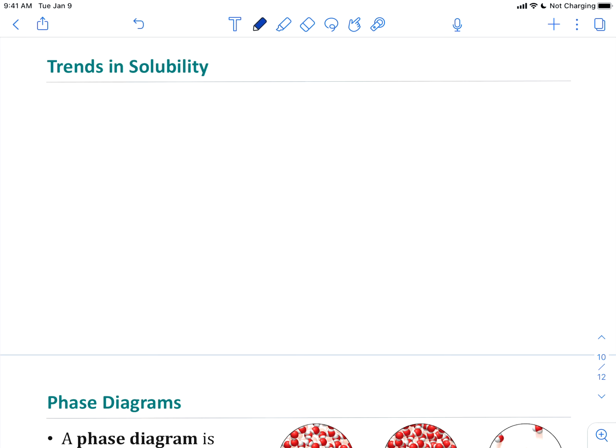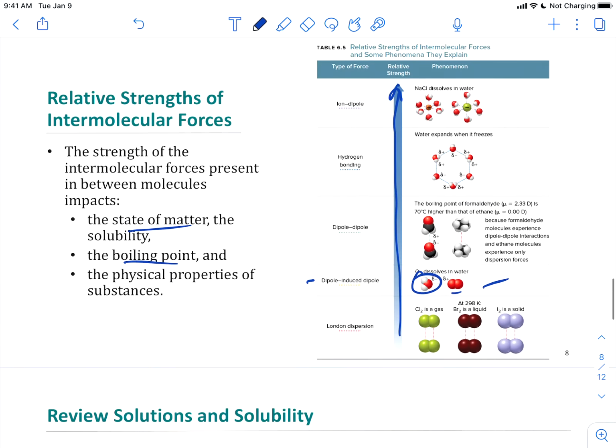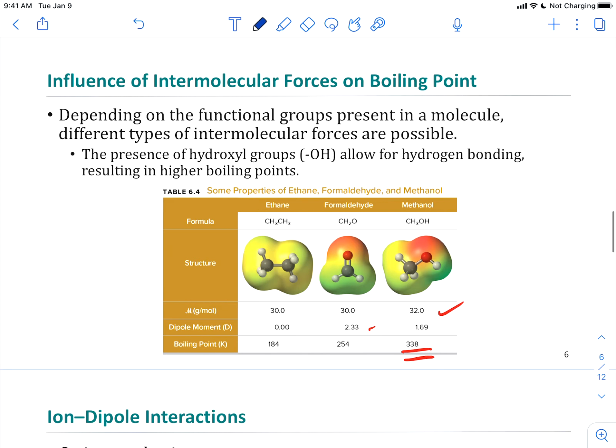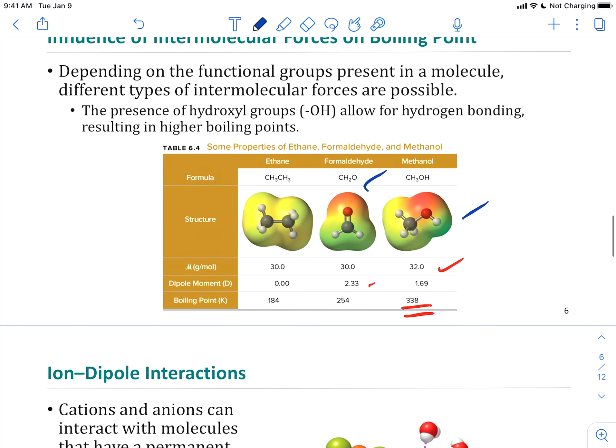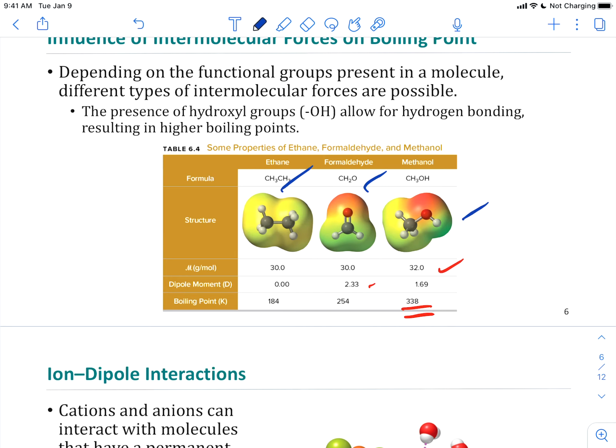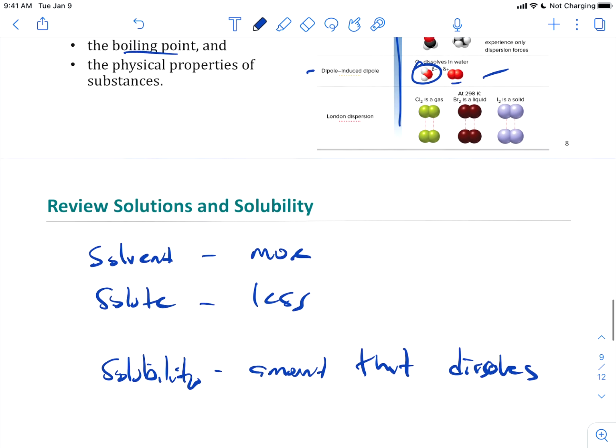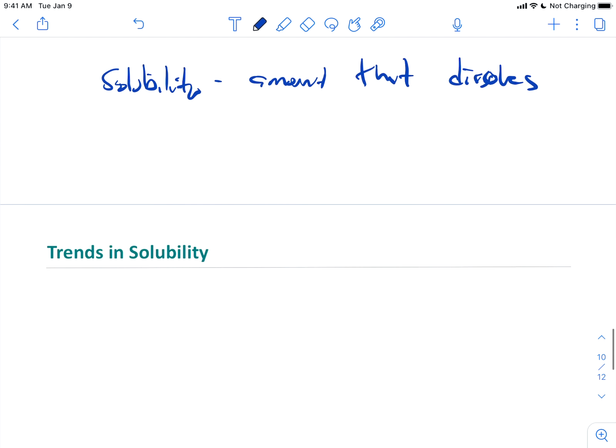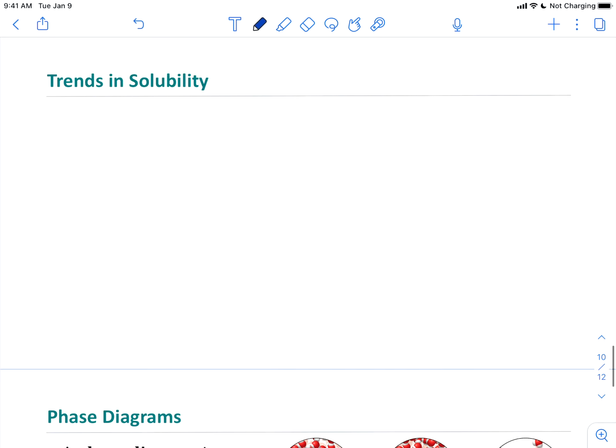Things like sodium chloride or maybe methanol here, right? That would be able to interact with water well because it has hydrogen bonds and that dipole. This would have a dipole but this would not dissolve very well in water, you see? But two nonpolar substances, two hydrocarbons, mix well together. So oil and water don't mix.